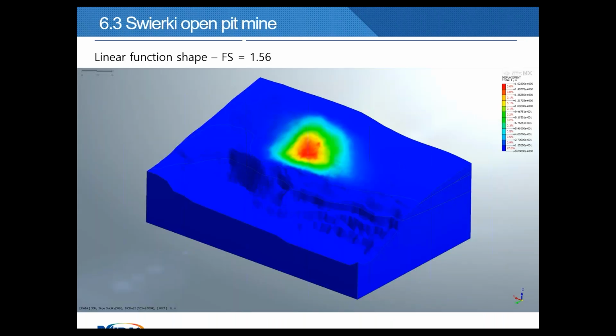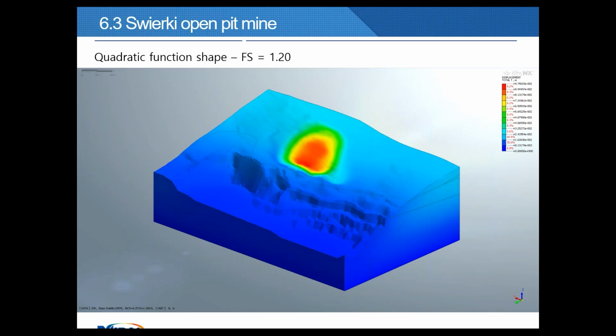And what I would like to show you is this: when we choose linear function shape of elements, the factor of safety was about 1.56. That was, of course, not a good result because there were tension cracks. But when we choose a quadratic function shape, the factor of safety from the parameters we have from laboratory was about 1.2. So once again, you should choose quadratic function shape for slope stability analysis.